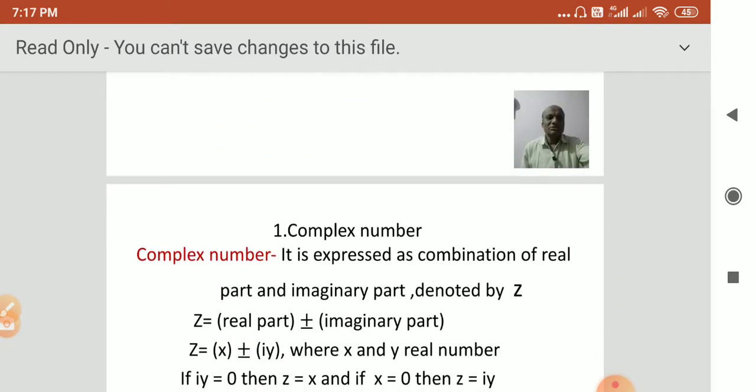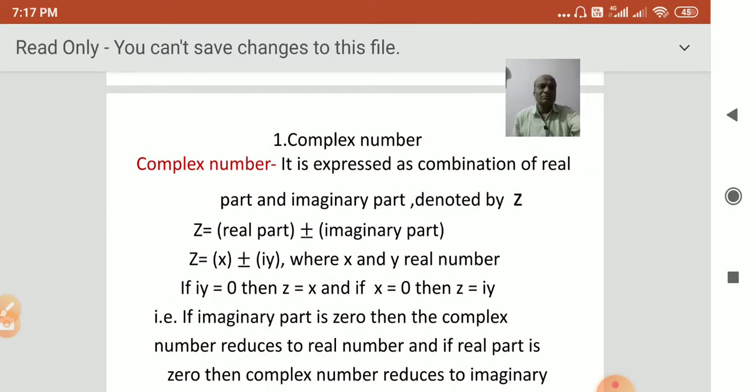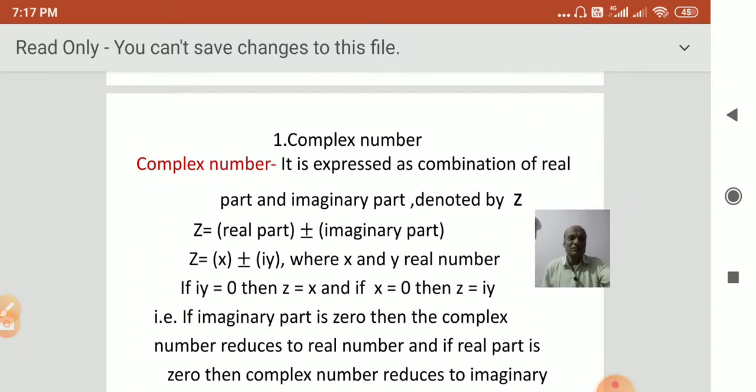Now first we see what is a complex number. A complex number is a combination of a real part and an imaginary part. It is denoted by the letter Z. So we write Z equal to real part plus or minus imaginary part. The real part is represented by the symbol X and the imaginary part is represented by the symbol iY.